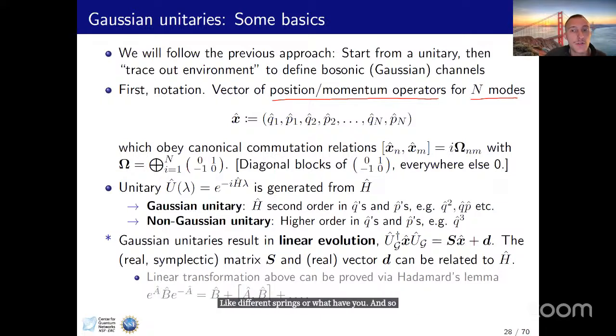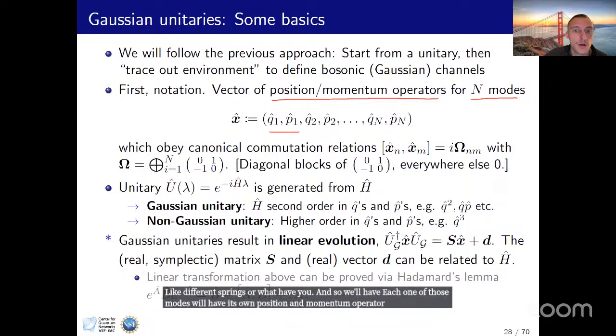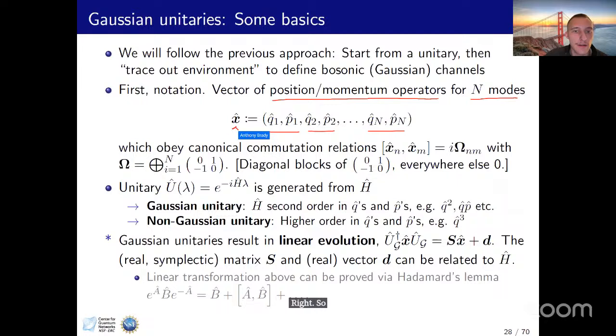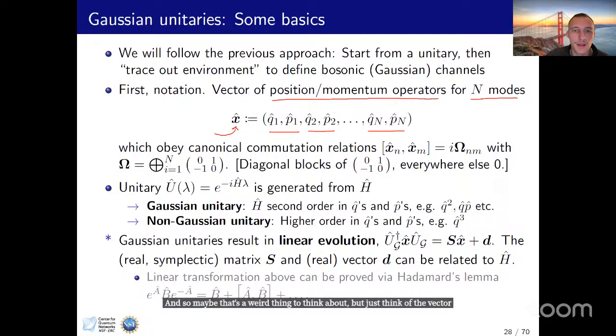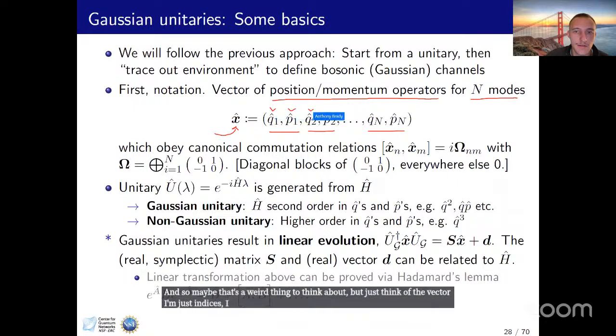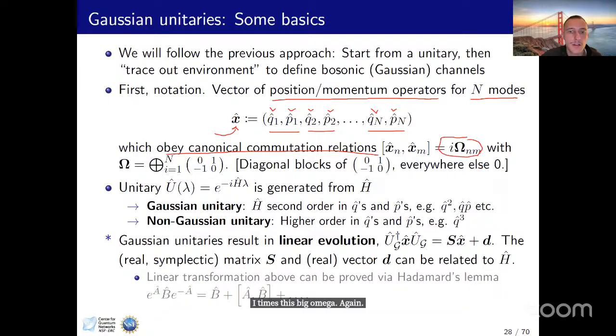Each one of those modes will have its own position and momentum operator. We're going to organize those and write them compactly in a vector of operators. This is an operator that in some sense describes our quantum system, and it's a vector of operators. Maybe that's a weird thing to think about, but just think of the vector as indexing different position and momentum operators here, and they obey some canonical commutation relations that you can write super compactly in this form, i times this big omega. Again, this is just the canonical commutation relations, where omega is not a vector, but a matrix. This is called the canonical form.